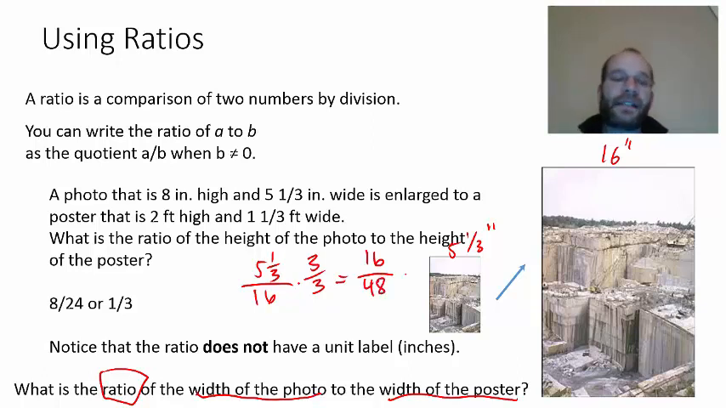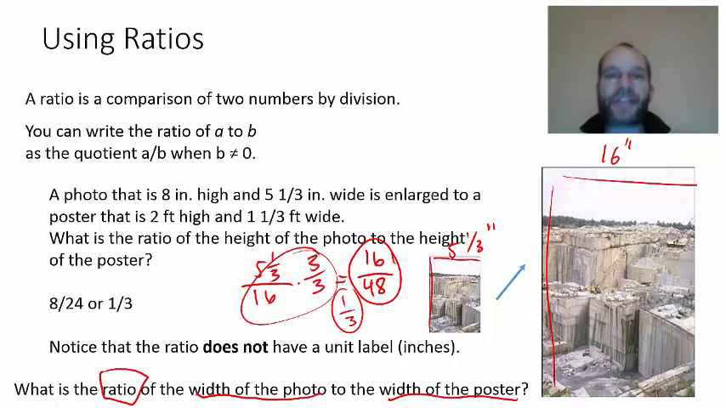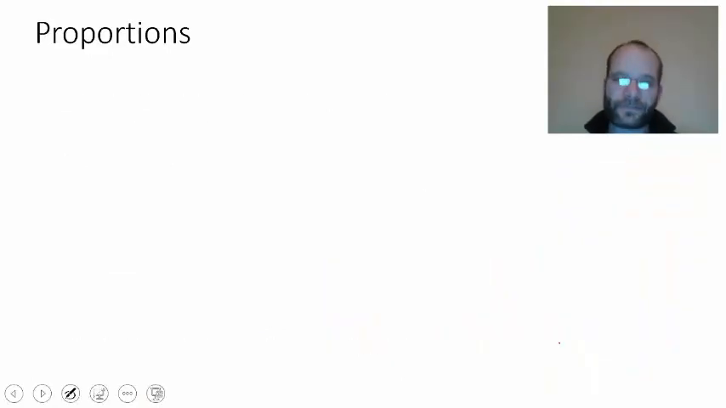Now, that number is not in simplest form yet. We need to just simplify that a little bit. And you'll notice that 16 goes into 48 3 times. Actually, we saw that happening down here. And so we end up with 1/3. We have exactly the same values with respect to the widths that we had with respect to the heights. And we'll talk about that a little bit more later as we go forward. So that's how we find the ratios of values that are given to us.